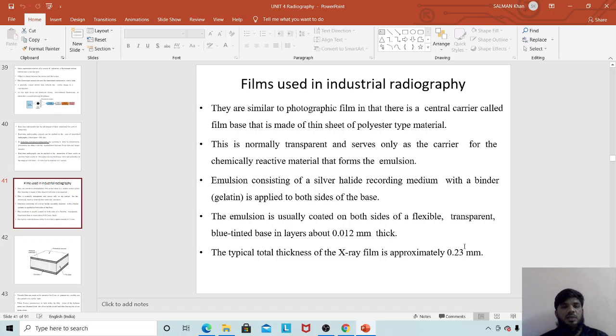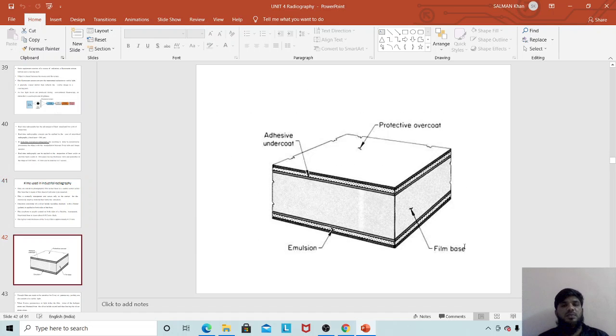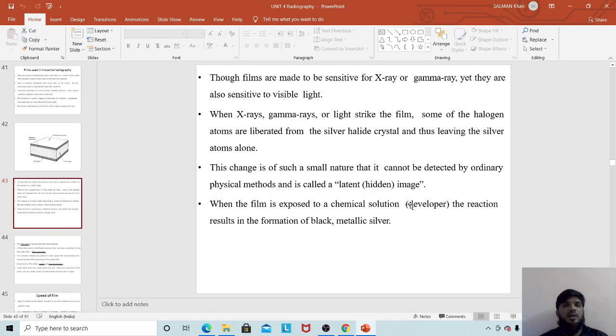Tin is an element with a thickness of around 0.012 on either side of the film. This is generally your film. On both sides you will have a protective layer, which is a tin material. Though the films are sensitive to both X-rays and gamma rays, they can even capture visible light also. The silver halide, the halogens which you have on the film, can be reacted with X-rays, gamma rays, and even some high-frequency lights.